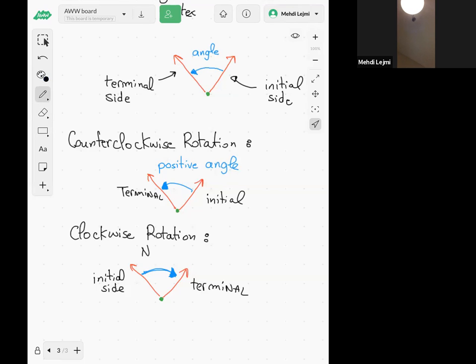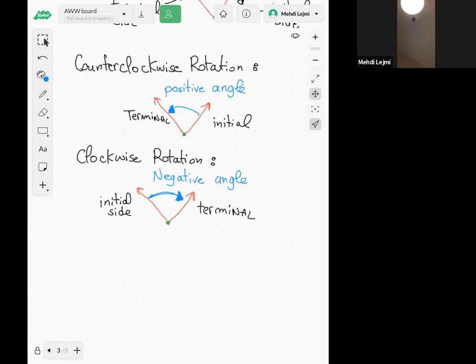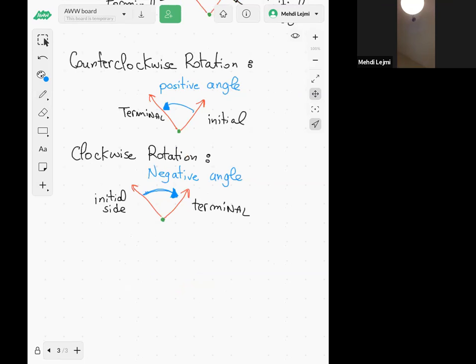So all I'm saying, guys, is that an angle could be positive or it could be negative. It's possible for an angle to be negative. If you have a clockwise angle, that would be a negative angle. That's what you have to keep in mind, right? So angles can be positive or negative.